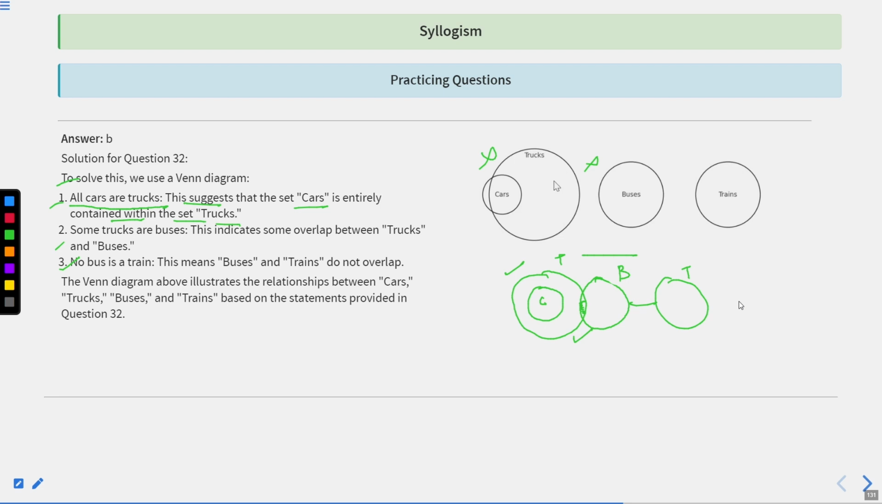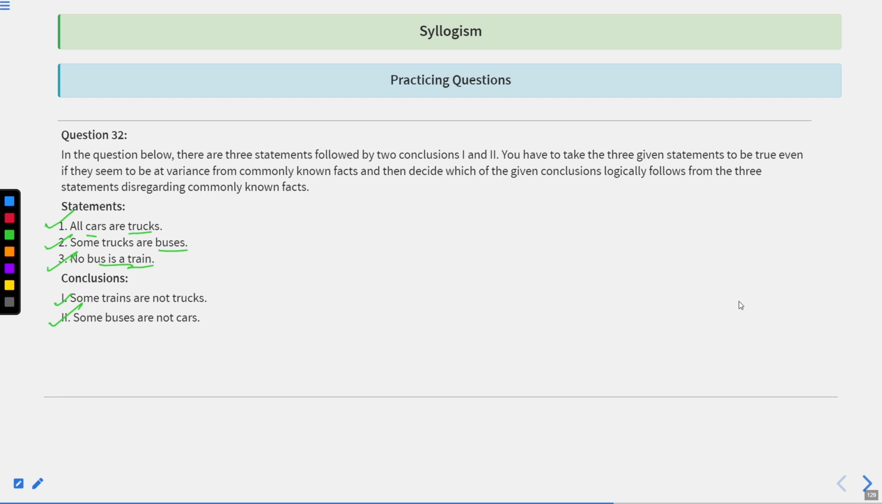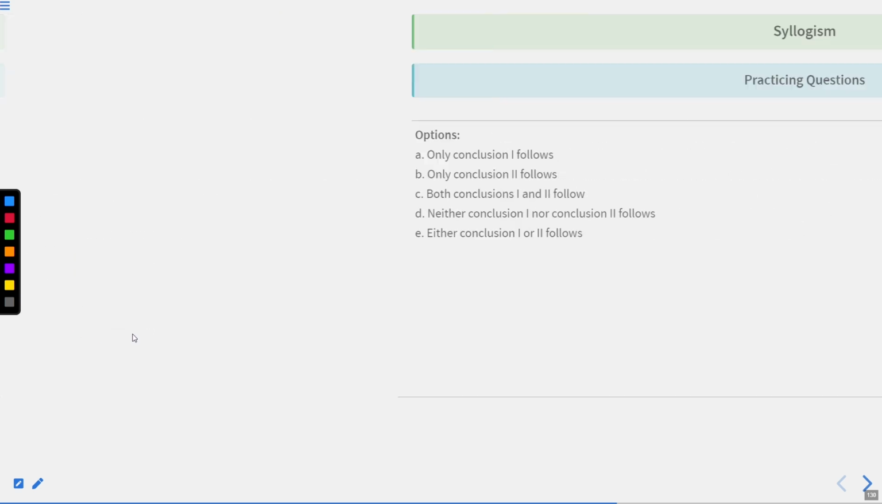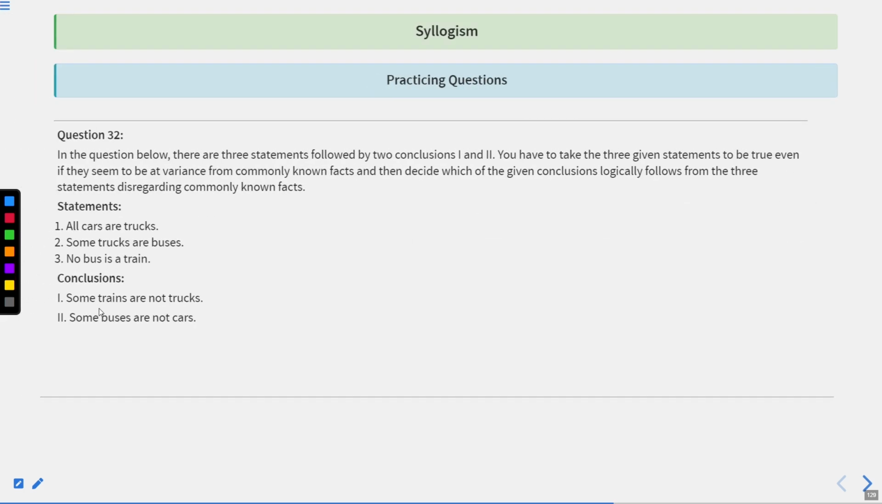There is a statement which says that all cars are trucks and some trucks are buses. According to this inference, we cannot say that some cars are buses or some cars are not buses or no car is a bus, because there is no direct relation between cars and buses, my dear students. So therefore, the second conclusion, which says that some buses are not cars, we cannot conclude. So the answer for this particular question will be only conclusion one follows.